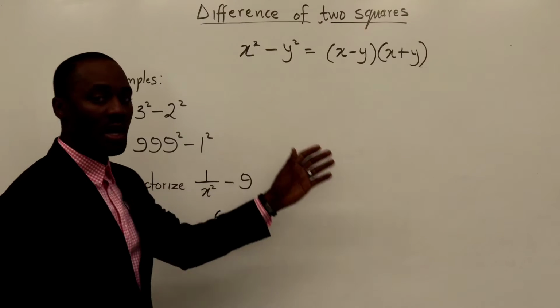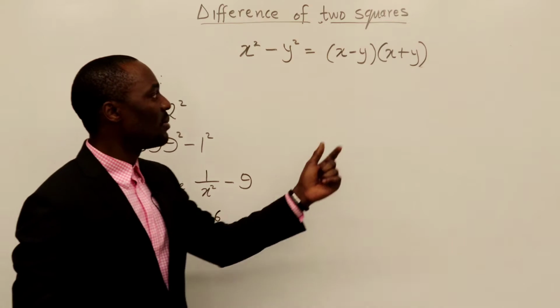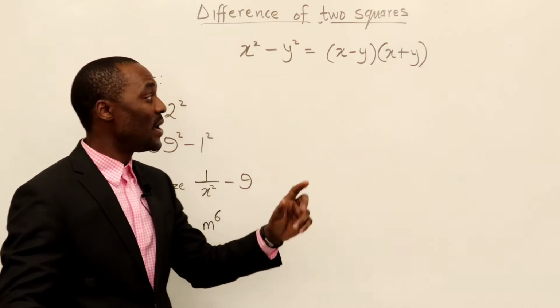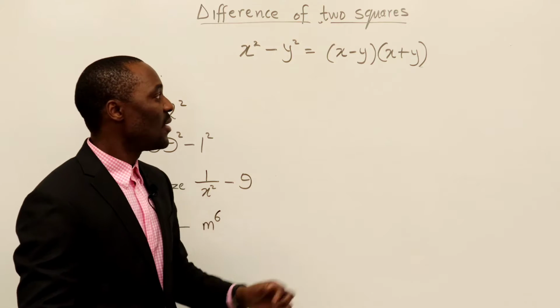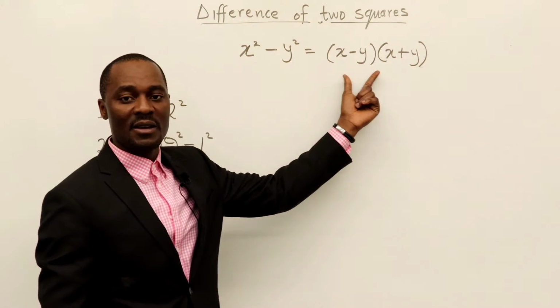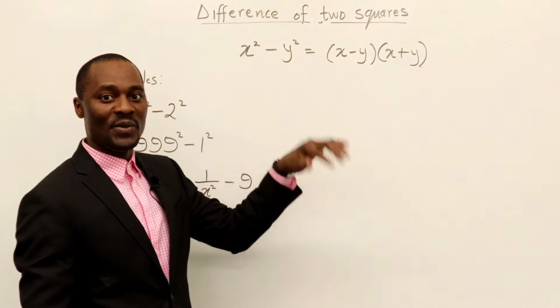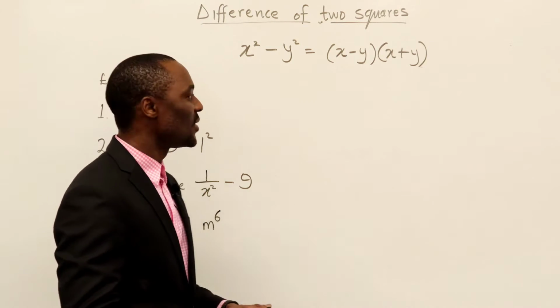Firstly, let me explain this concept. This concept simply says that when you multiply a difference by a sum of the same thing, you'll end up with the difference of the squares. I say that again. When you multiply a difference by a sum, you'll end up with a difference of the squares.